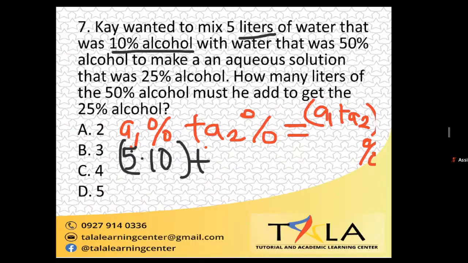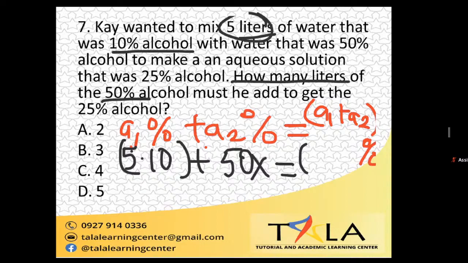Meron ba nakalagay? Wala. So, X. And then, 50 or 50X. Kasi hinahanap how many liters nung 50%. So, X. Equals, amount nung 1. Yung isa, 5 liters. Tapos, yung isa, nasa na yan? Yung isa, X. So, anong pwede mong ilagay? 5 plus X. Kasi hindi mo alam. And then, yung percentage. Percentage niya ay, yung product, gusto mo, 25%.